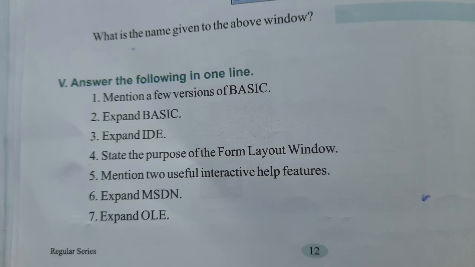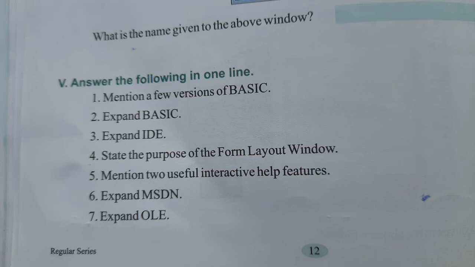Let me explain the fifth Roman. Answer the following in one line. I hope you can write answers for these questions. Very simple questions are there. Already we have completed one activity. You have written answers for the question. So basic and mention the versions of basic, expansion of basic word, expand IDE, and format window, MSDN, OLE. It's a very simple question. Already you have completed it. You know the answer for these questions. So already I have explained. Okay, write the answers for these questions. Note it.